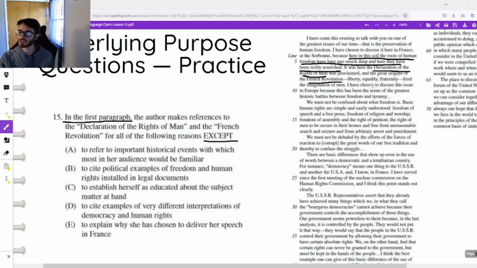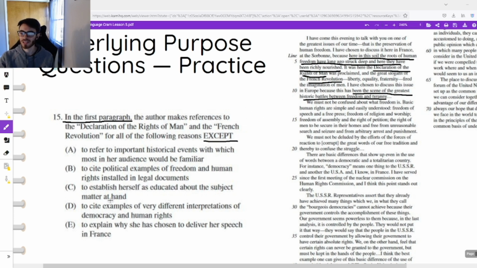And then he goes on to say, I have chosen to discuss this issue in Europe because this has been the scene of the greatest historical battles between freedom and tyranny. So it's examples of that as well, right? He's referencing these things to provide examples of what he means about France and Europe having great historical battles between freedom and tyranny and having the roots of human freedom.